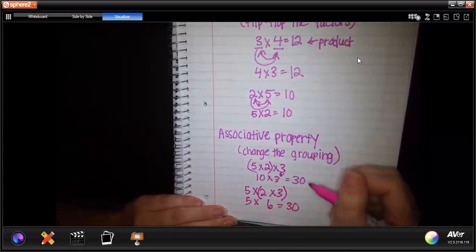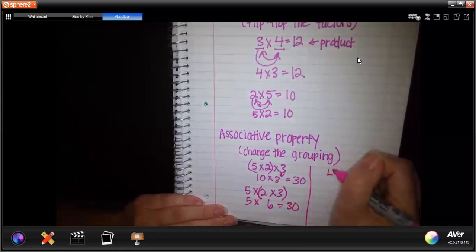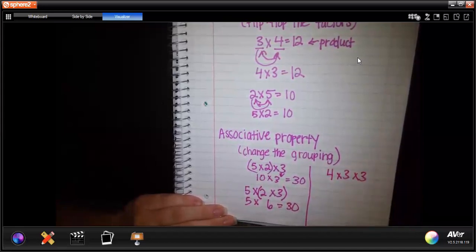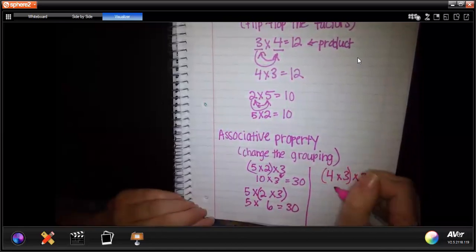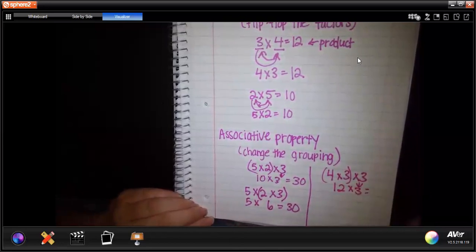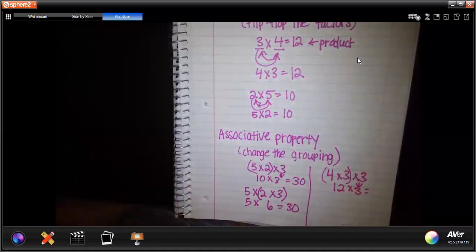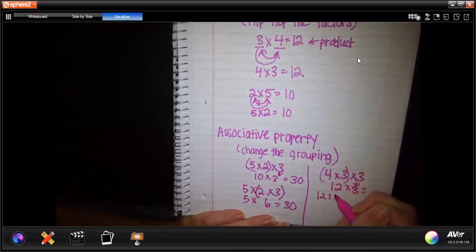We can do another example over here. 4 times 3 times 3. We'll start with our parentheses around 4 and 3. 4 times 3 is 12. We drop our other factor, 12 times 3. We can solve this a couple different ways. So 12 plus 12 plus 12, we know is 36.